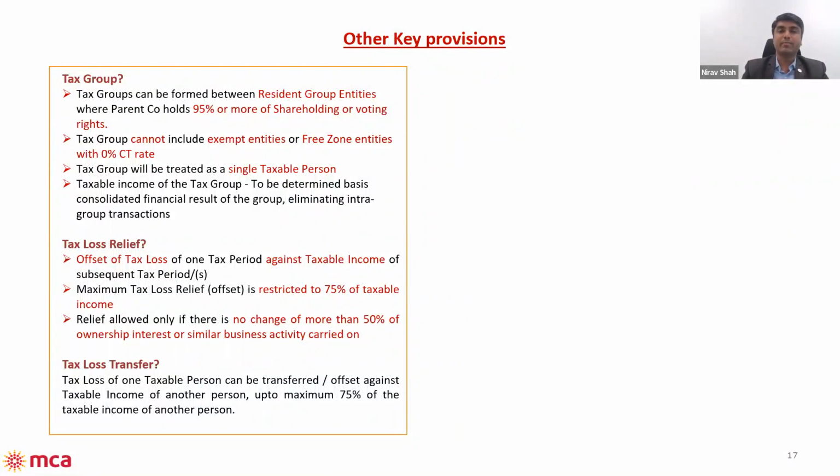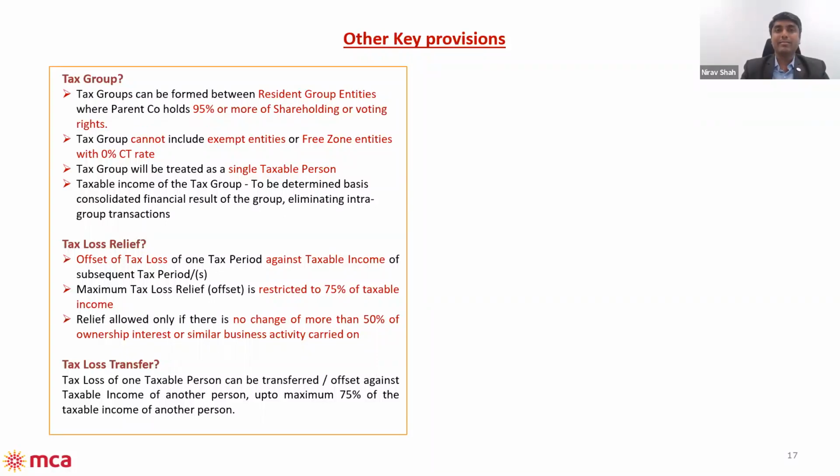However, this will depend upon various aspects to be considered, such as which entity is having loss or profit, and which kind of transactions are there between the group entities. And the major benefit, if a group of entities can form a tax group, is that transfer pricing provisions may not apply, because the intra-group transactions are eliminated. Now, what are those provisions? We will see subsequently.